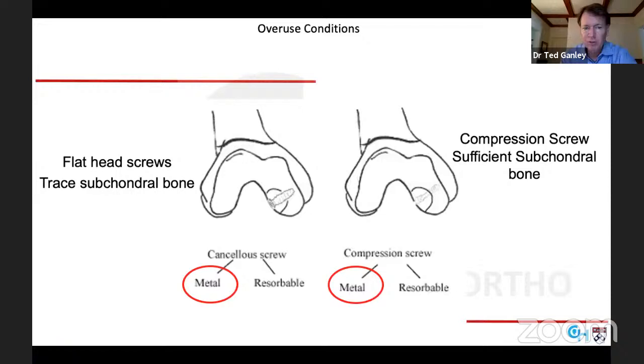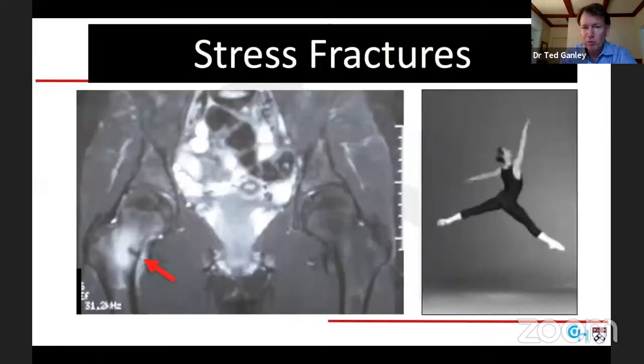You can see the plain films. We use flathead screws if there's trace subchondral bone. If there's sufficient subchondral bone, I'll use the headless reverse threaded compression screws. Again, I tend to use metal over resorbable.